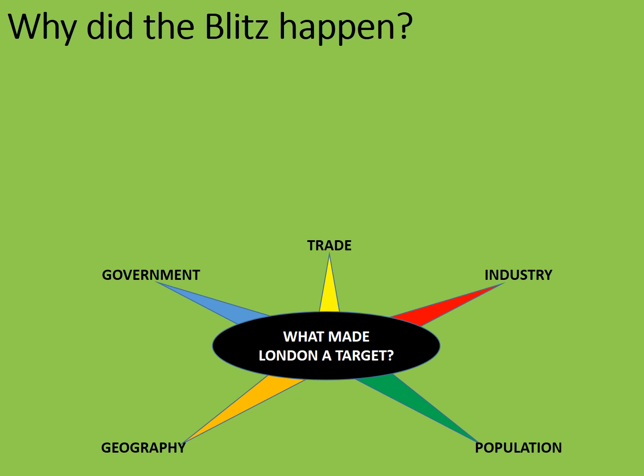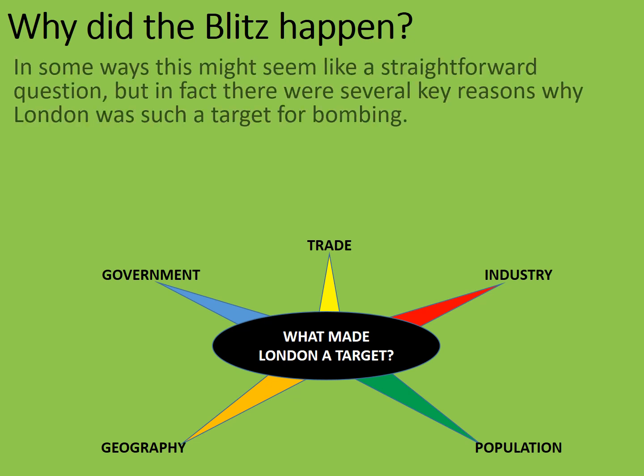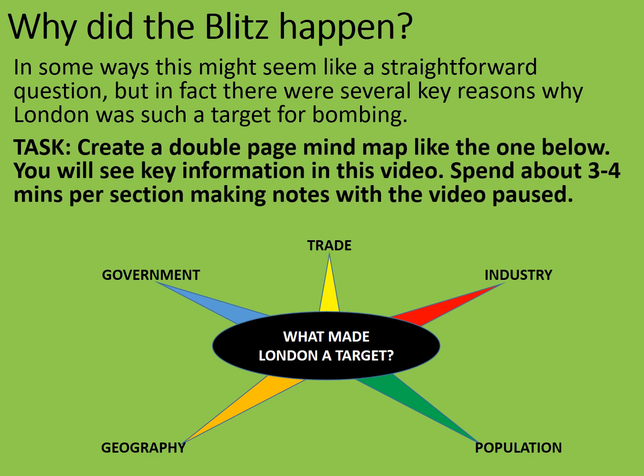So we're going to really ask the question, what made London a target? In some ways this might seem like a straightforward question, but in fact there are several key reasons why London was such a target for bombing for the Germans. What you're going to do is you're going to create a double-page mind map like the one below, or you could just list down headings and create notes underneath those.